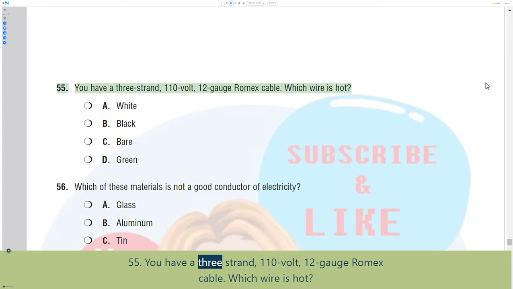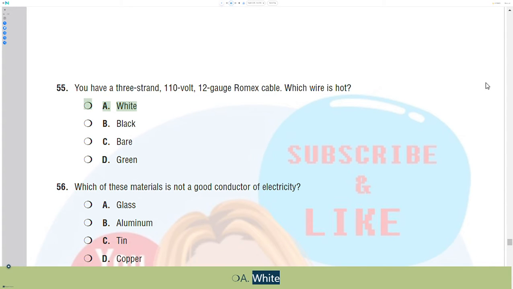55. You have a 3-strand, 110-volt, 12-gauge Romex cable. Which wire is hot? A. White. B. Black. C. Bare. D. Green.